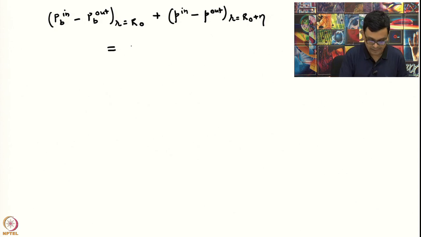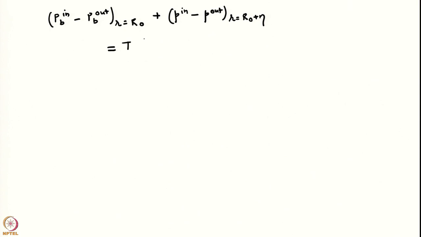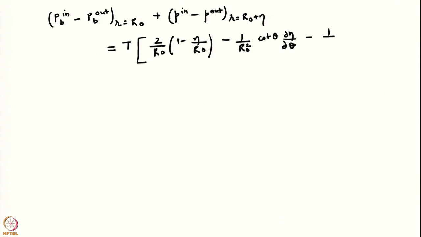So, up to linear order in eta, it is just T into 2 by R naught into 1 minus eta by R naught, that is the first term. Then we will get 1 minus 1 by R naught square cot theta del eta by del theta minus 1 by R naught square del square eta by del theta square.